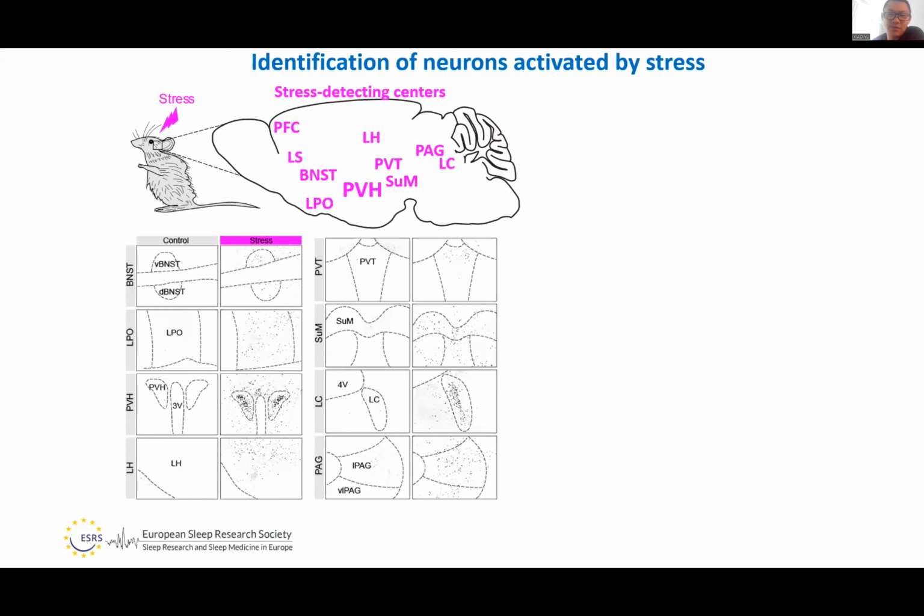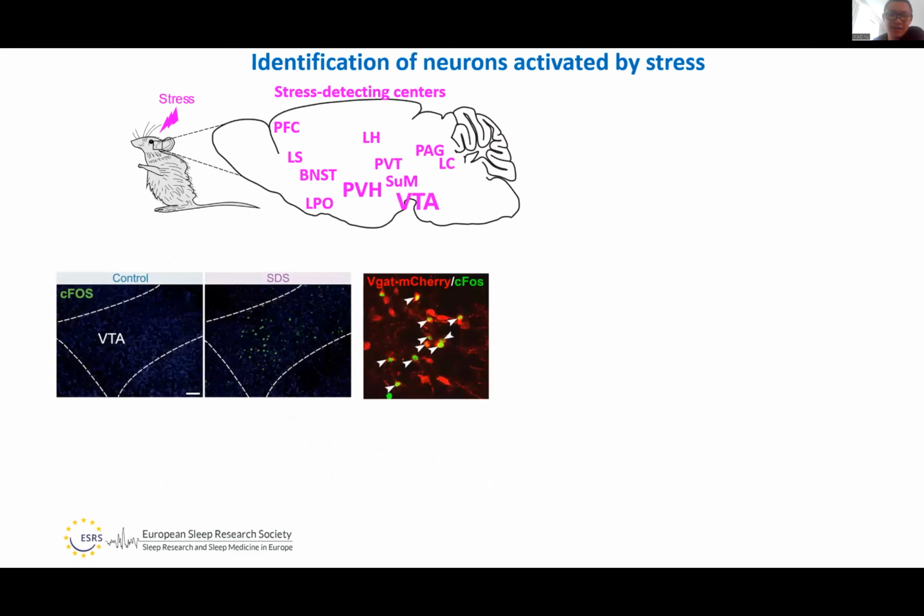Notably, c-Fos was also elevated in the VTA. And given the heterogeneity of the cell populations in the VTA, we first characterized the stress-activated cells with defined cell types. We found a majority of the c-Fos positive cells in the VTA activated by stress are GABA neurons. So we expressed mCherry in VGAT positive cells and double labeled with c-Fos, as we can see here.